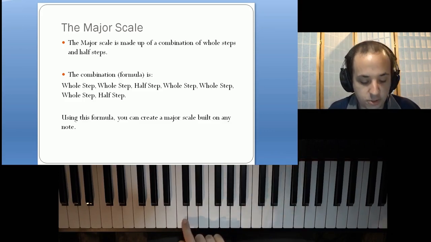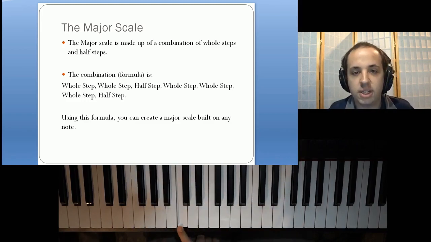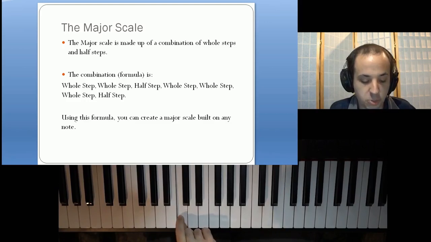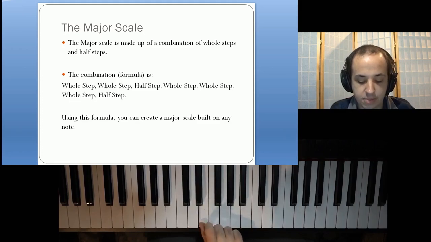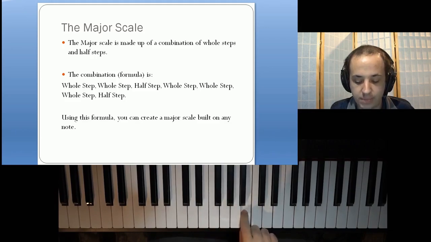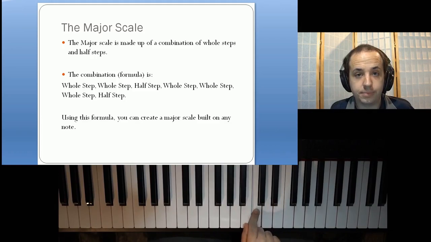So here we go. How this works is you play the note first. Here's the C major scale, just to make it nice and easy. You play C, the first note, and then you go up a whole step, up a whole step, and then this time only a half step. So you go from E to F, and then a whole step, one more whole step, and finally a half step. Now, it doesn't look very exciting on the note C, but you can make a major scale on any note.